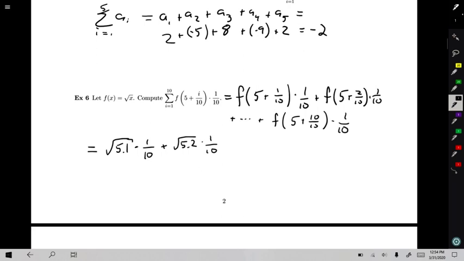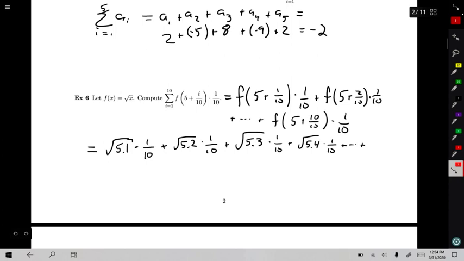The next term in the sequence would have i replaced by 3. And so that would look, as with these previous ones, like the square root of 5.3 times 1 over 10 plus the square root of 5.4 times 1 over 10, and so on, up until we get to this last term. When we get to this last term, we've got 5 plus 10 over 10. 10 over 10 is 1, so this is f of 6. And that looks like the square root of 6 times 1/10. So if you go to the trouble of actually plugging all of these numbers into your calculator, you should find that this is approximately 2.36.